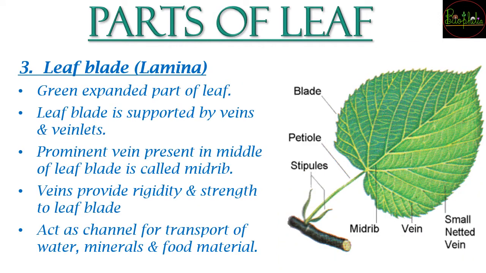The third is going to be the leaf blade, also called the leaf lamina. So the leaf lamina is the green expanded part of the leaf which is supported by veins and even veinlets. Veins are the larger vessels, and veinlets are the smaller branches of the veins. The one prominent vein which is present in the middle is called the midrib. Since it is present in the middle of the leaf lamina, we call it the midrib. So if you notice the midrib over here, the midrib is generally a continuation of the petiole.